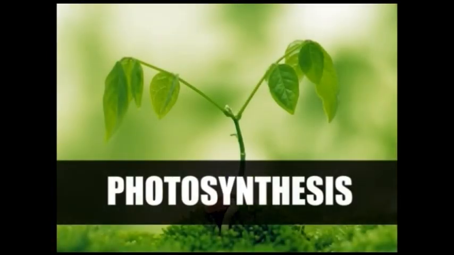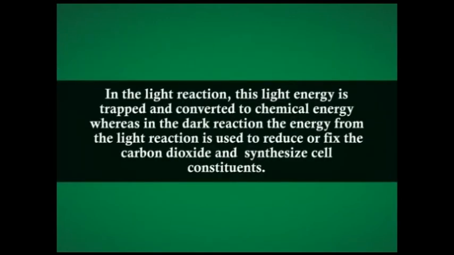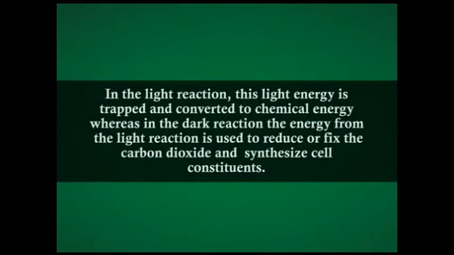Now we'll come to photosynthesis. Photosynthesis is divided into two parts. The first is the light reaction and the other is the dark reaction. In the light reaction, light energy is trapped and converted to chemical energy, whereas in the dark reaction, the energy from the light reaction is used to reduce or fix carbon dioxide and synthesize cell constituents.